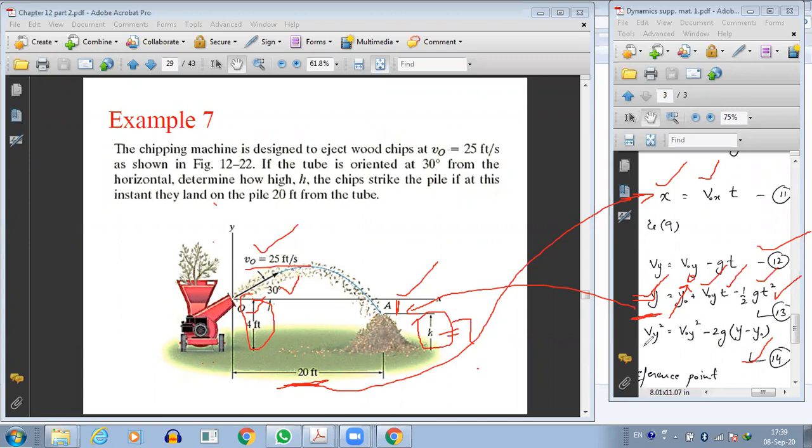In equation number 14, there is no time factor. Suppose you need to solve a problem where you don't want time, then you can solve it using equation number 14.